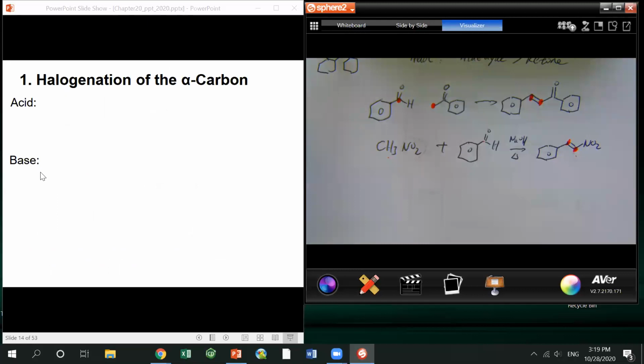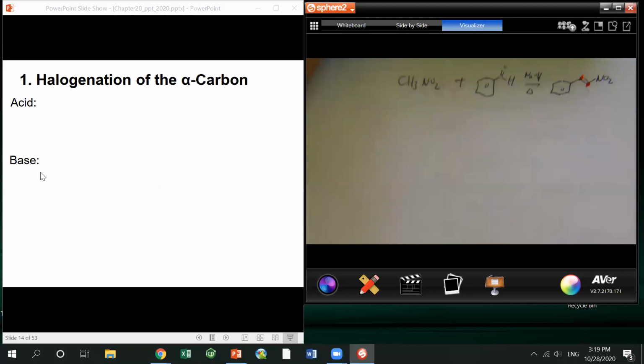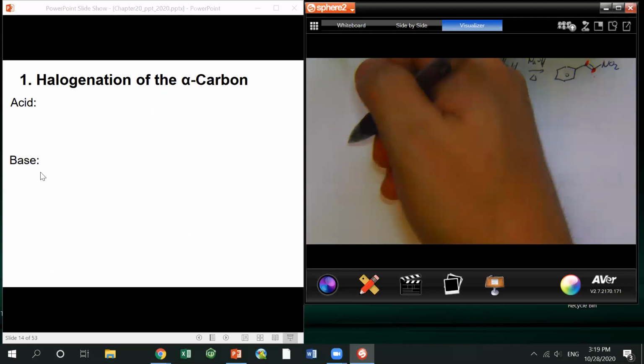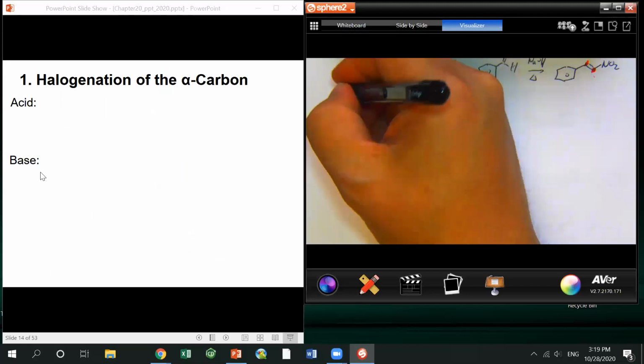Next we move back to other reactions. The first reaction we're going to learn is called halogenation, or for the alpha carbon, I just put halogenation.